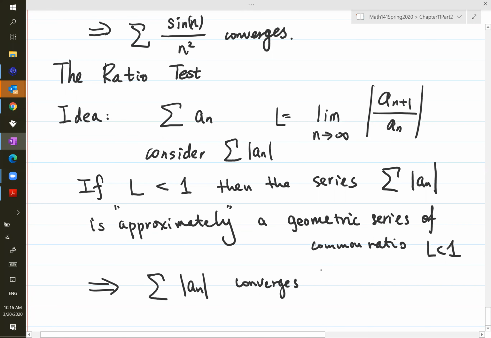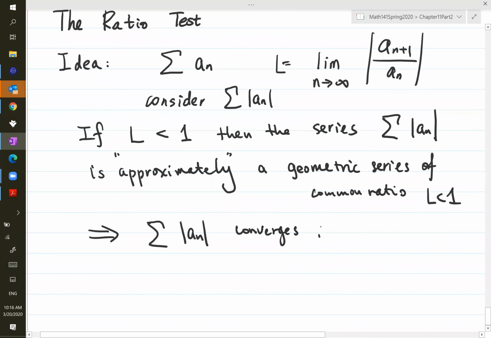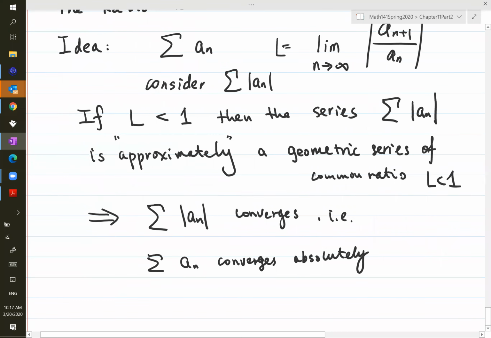I.e., the given series converges absolutely. Now, absolutely convergent implies convergent, so the given series actually converges. So this is the idea of the ratio test.